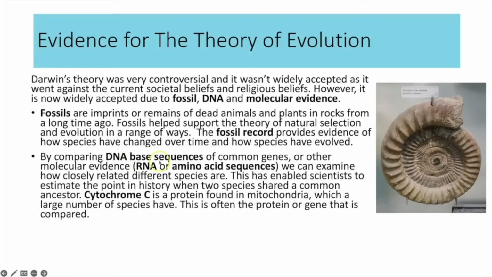By comparing DNA base sequences of common genes or other molecular evidence, such as RNA-based sequences or amino acid sequences, we can also examine how closely related different species are. And this has enabled scientists to estimate the point in history when two species shared a common ancestor. Cytochrome C is a protein found in the mitochondria, which a large number of species have, so it's normally the gene for cytochrome C, or that protein, that is compared.